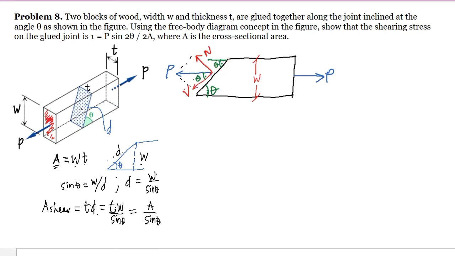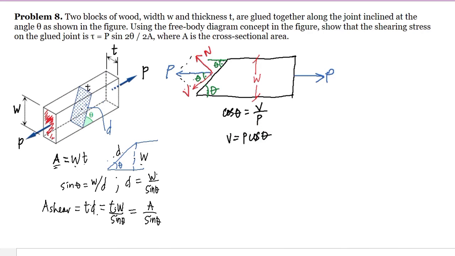Now, if we are going to express the relationship of the shear force to the force P, we could say that, as you can see here, the shear force V is adjacent to the angle theta and P is the hypotenuse. So we have cosine of theta is equal to adjacent V over hypotenuse P. So we could say that V is equal to P cosine theta.